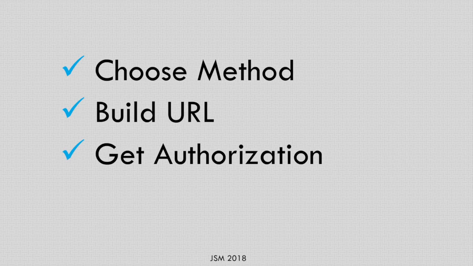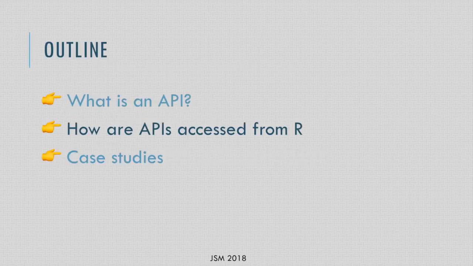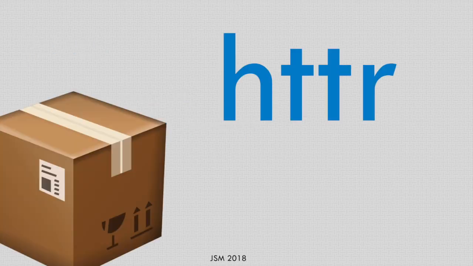So those are the three main steps for building an API request: choosing a method, building a URL, and getting authorization. That brings us to the second part of the talk: how are APIs accessed from R? The main package in R that's used to access web APIs is the httr package, or some people call it the header package. This package has functions that let you do those three steps that we discussed in the previous section. Basically, it has a lot of low-level functions, and so there are a lot of packages that wrap httr functions in order to take care of some of that heavy lifting for you. Once I show you how to do this with httr, I'll then show you how some of these packages take care of a lot of that for you.